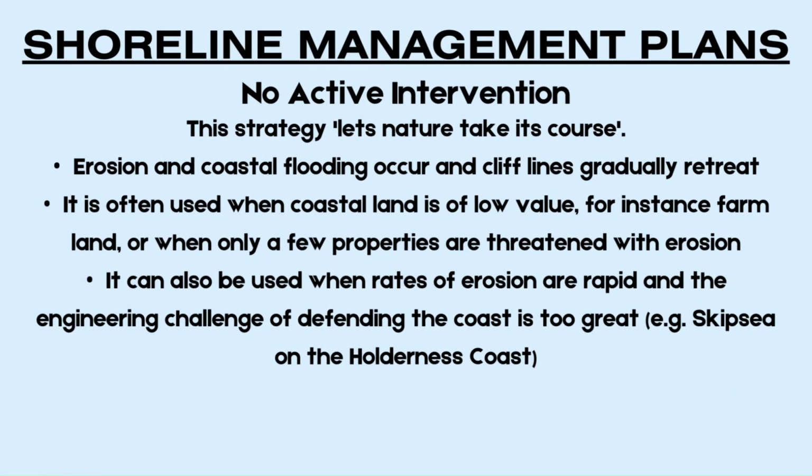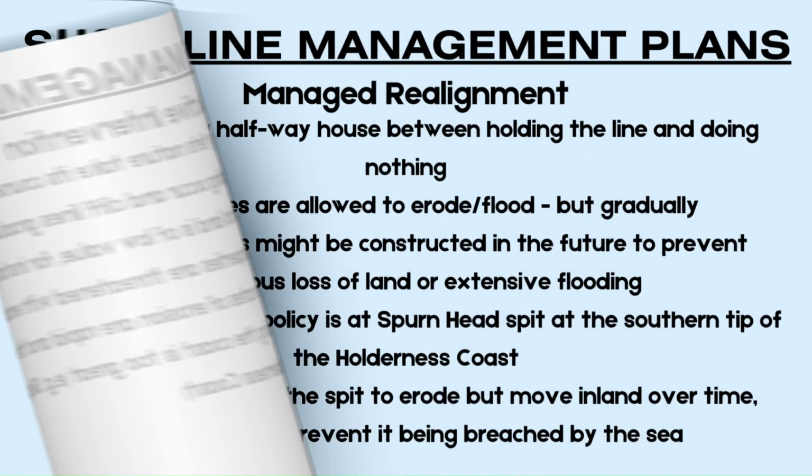There are four main types. Firstly, no active intervention. This strategy lets nature take its course. Erosion and coastal flooding occur and cliff lines gradually retreat. It is often used when coastal land is of low value, for instance farmland, or when only a few properties are threatened with erosion. It can also be used when rates of erosion are rapid and the engineering challenge of defending the coast is too great.